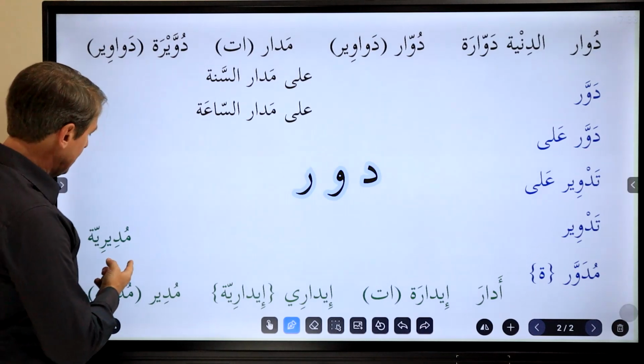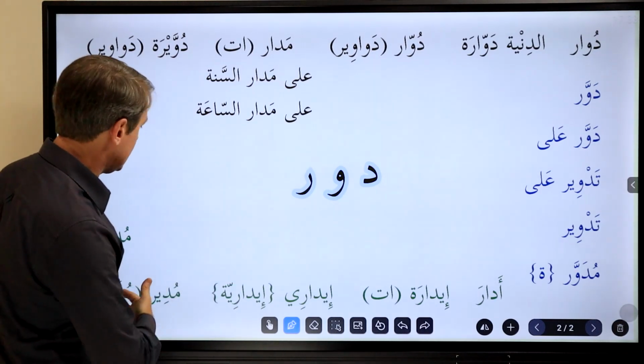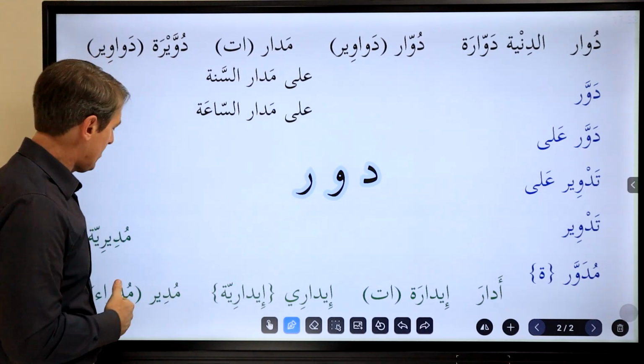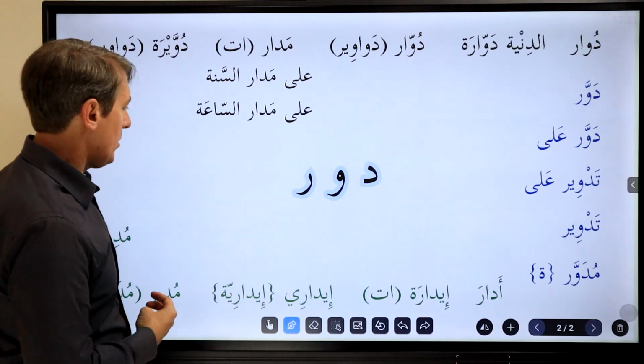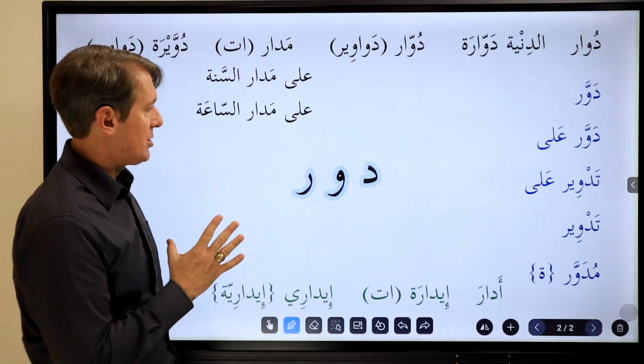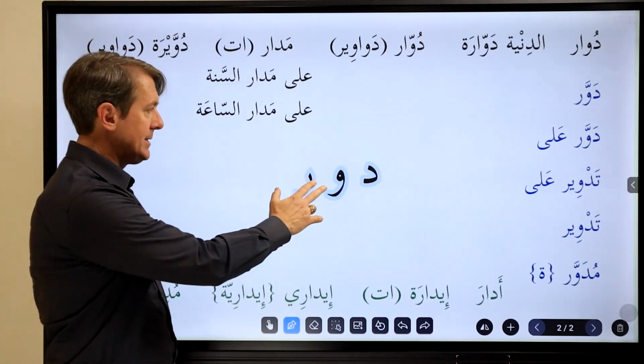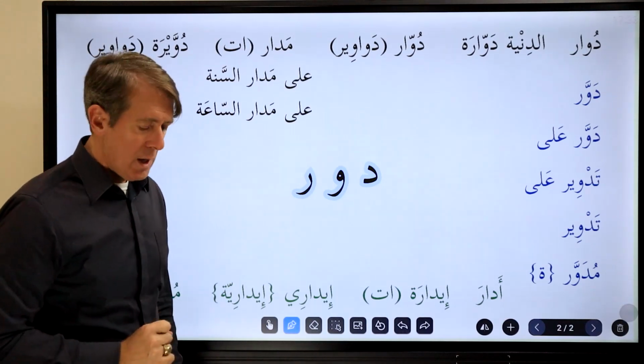Now you can see all these words coming from just three forms out of dal, wal, ra.